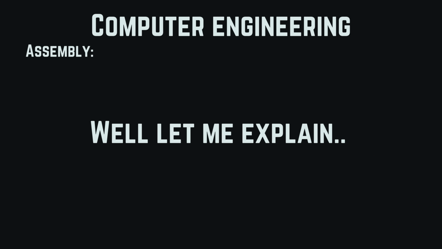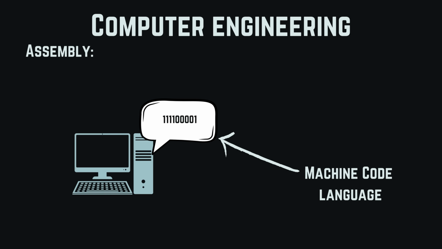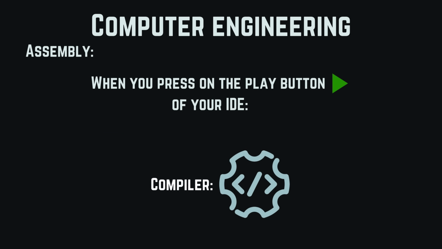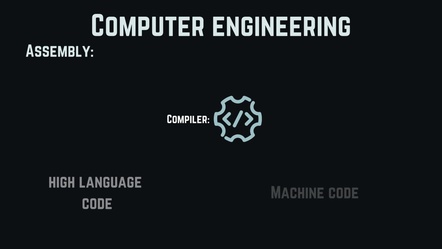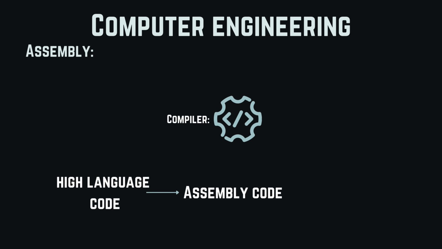Well, let me explain. We already know that computers only understand zeros and ones, which is also called machine code. What programming languages normally do is use a compiler to translate the code into machine code. But before this step happens, the code typically gets translated into assembly code and then into machine code.